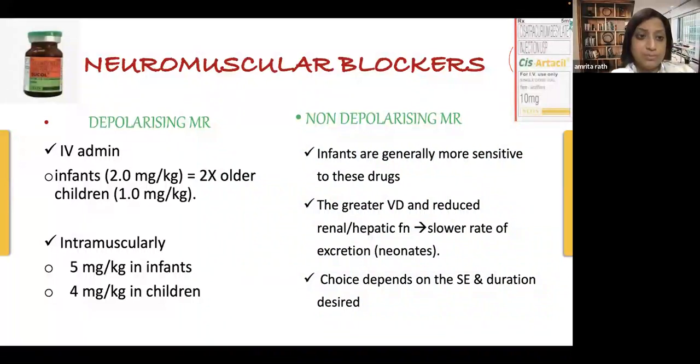When it comes to the depolarizing muscle relaxant, as I've already mentioned, in infants you have to give almost 2 times that of the children. And when it comes to non-depolarizers, because the neuromuscular junction is immature, they are very sensitive to these drugs. And the greater volume of distribution and reduced hepatic and renal function will make the clearance more delayed. So you have to reduce the dose of the non-depolarizers.